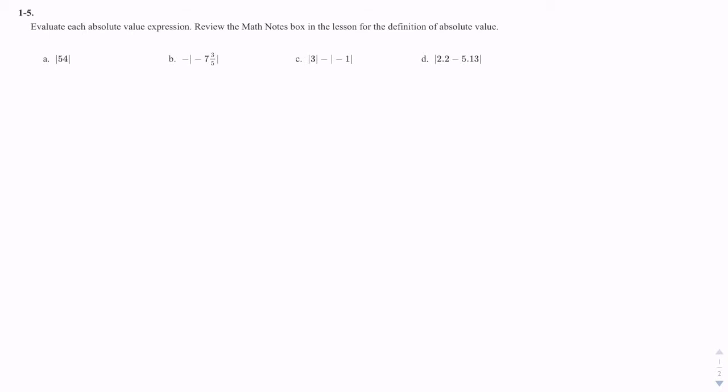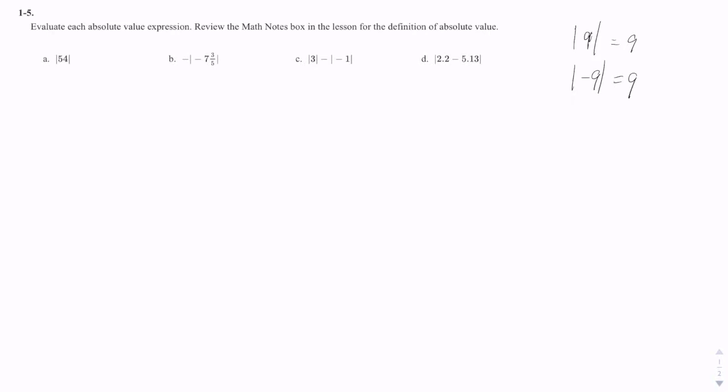Okay, for question 5, it wants us to evaluate absolute value expressions, right? So remember absolute value. Let's just do a quick refresher. If I take the absolute value of a positive number like 9, the absolute value of that is 9, the positive value. If I take the absolute value of a negative number, the value of that is 9.